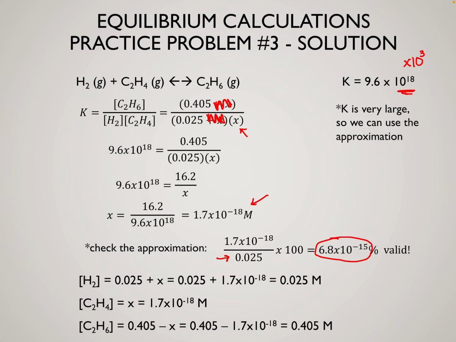So now we can go through and plug in all of our equilibrium values, or calculate all of our equilibrium values. So our hydrogen is 0.025 plus x, and then we can plug in our teeny tiny value of x, but it didn't change it at all, right? So there is our equilibrium concentration. Our ethene is just equal to x, and then our ethane, we have 0.405 minus x. Again, that x is really tiny, so it doesn't change it even a little bit.